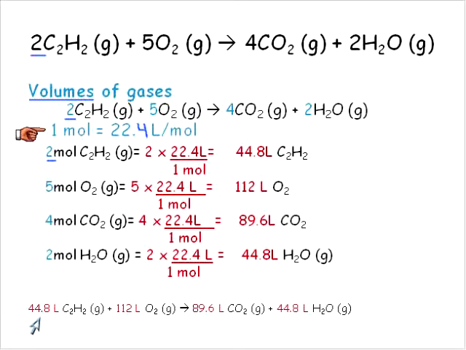We can combine 44.8 liters of C2H2 with 112 liters of oxygen, and that would yield 89.6 liters of carbon dioxide and 44.8 liters of water. So there's 2 ways to use the equation. We can determine the mass in grams or the volume in liters.